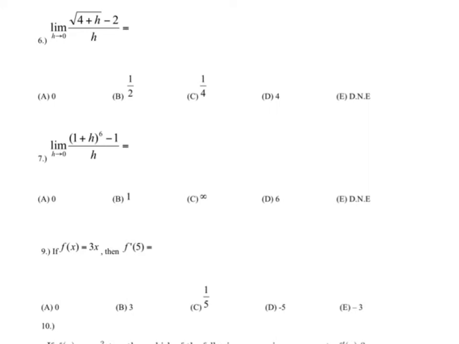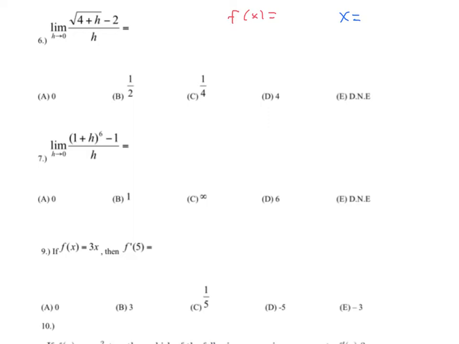Number 6 and 7 can be a little bit tricky. And what we have to do is find out what the function is and what the x value is. So let's look and see if we can find what f of x is equal to and what x value we're trying to evaluate the derivative at.